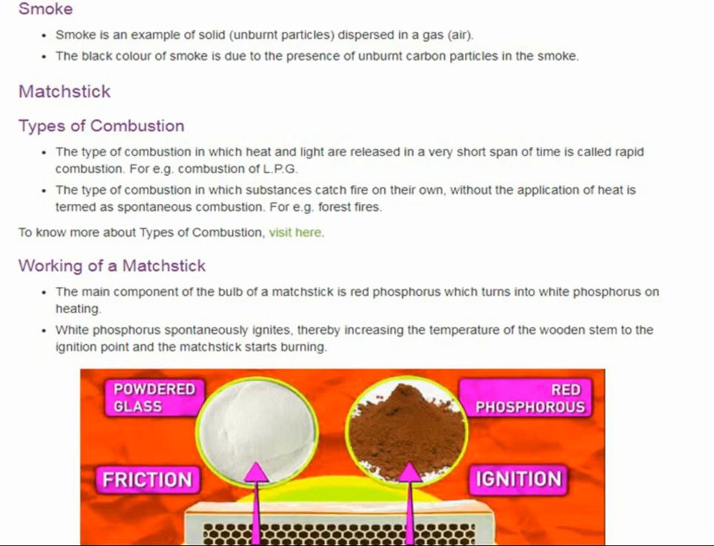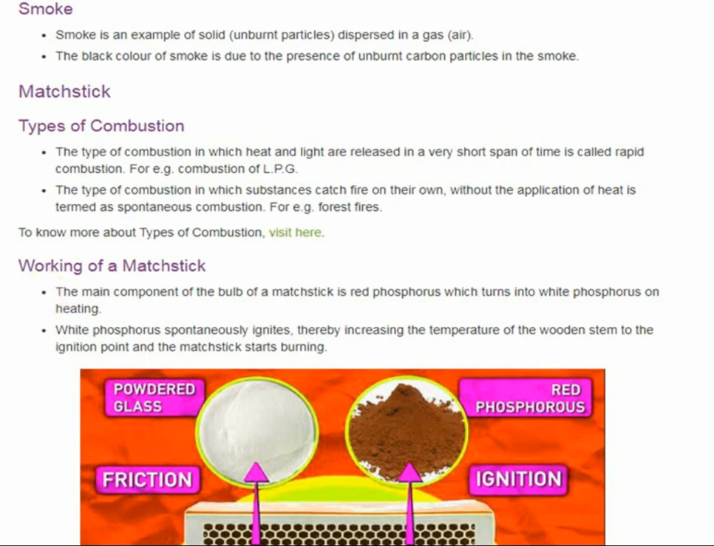Now, some red phosphorus gets converted into white phosphorus after heating, and it produces enough heat to burn the potassium chlorate in the matchstick and produce enough heat to ignite antimony trisulfide and start the combustion. So this is how a matchstick works.